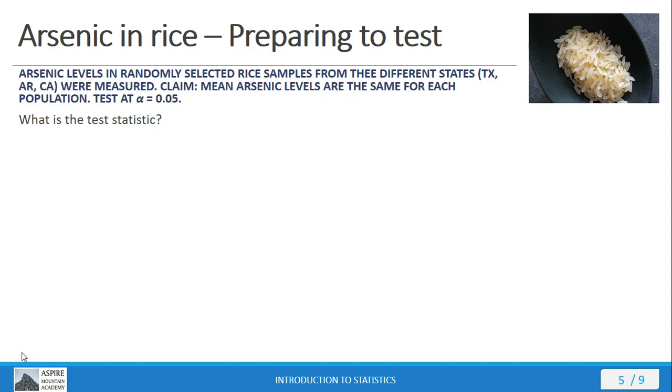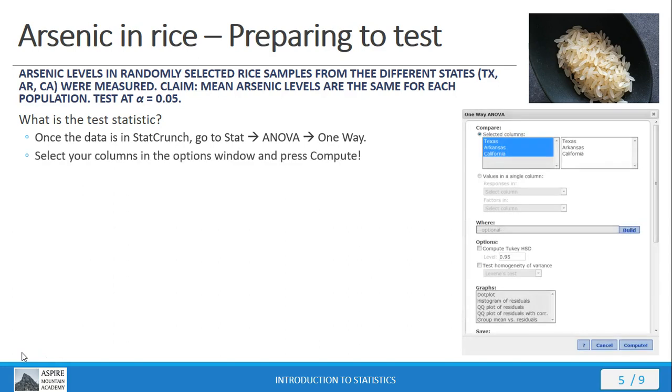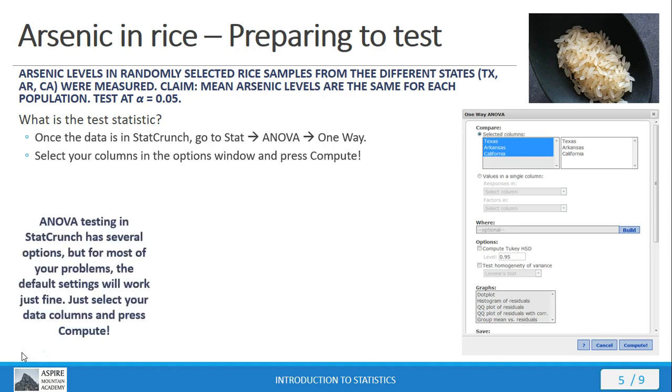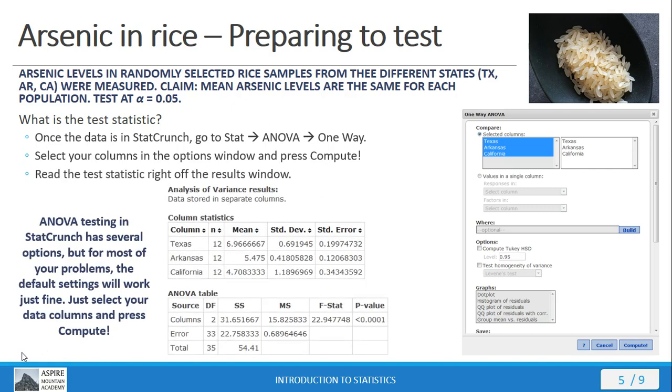Okay, so you should have put the data there into StatCrunch. Go to Stat, ANOVA, one way, and then in the options window, select your columns there at the top. Make sure you select them all, and then go ahead and press compute. You don't need to worry about any of the other default options. They're fine the way they are.